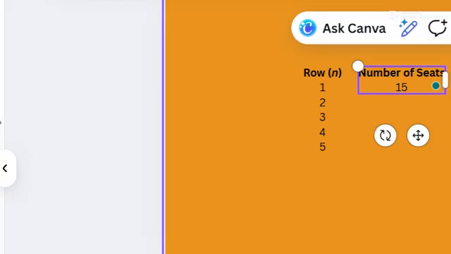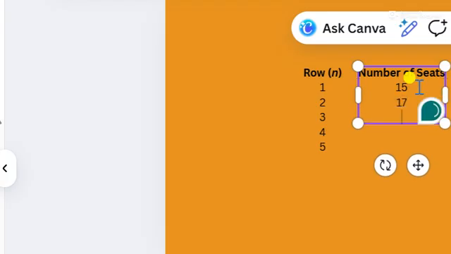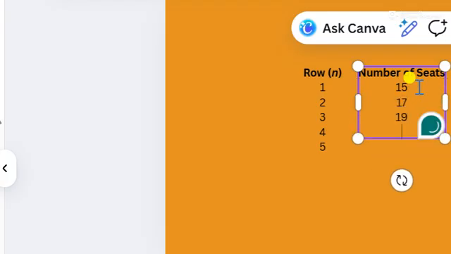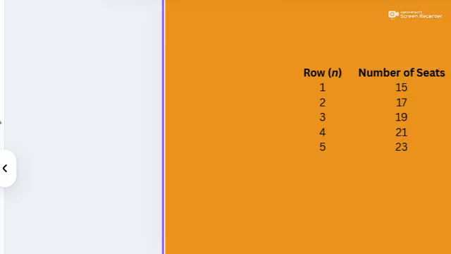We know from the information provided that we're going to have the row numbers 1, 2, 3, 4, and 5, and that the first row of seats has 15 seats in them, and that each row after that is going to have an extra 2 seats. So the first row is going to be 15, then add 2, 17, add 2, 19, add 2, 21, add 2, 23. So this is what our table is going to look like. Okay, simple to fill in the information. Then we need to create the graph.